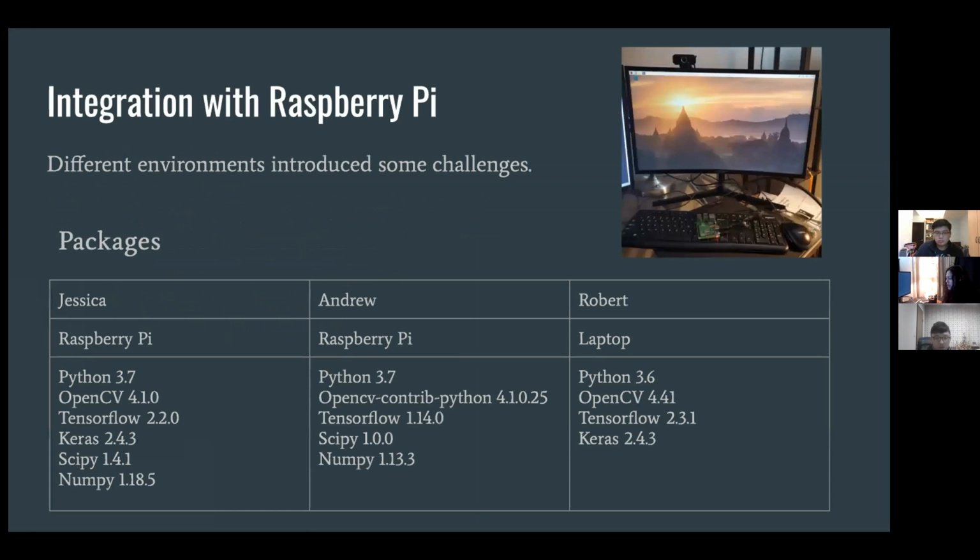For our integration, we all had different environments, which introduced some challenges. As you can see in this table, our versions of libraries vary quite a bit.